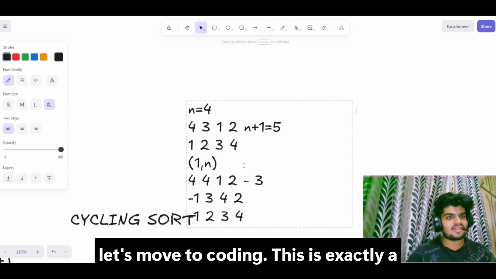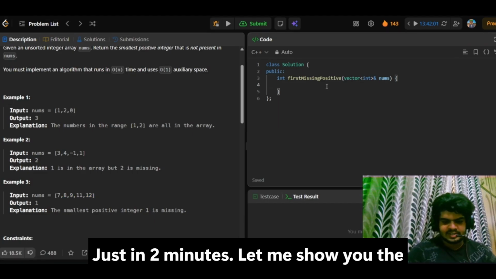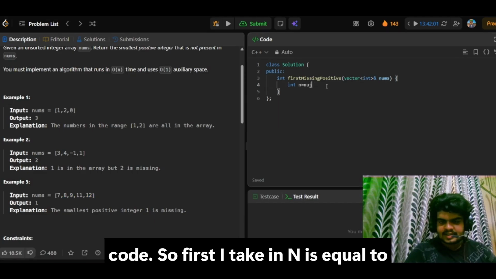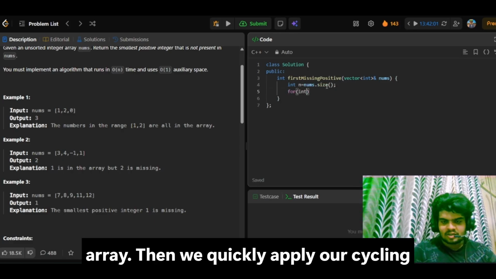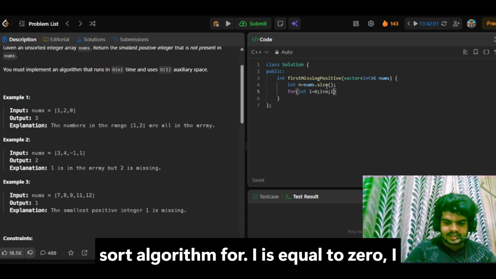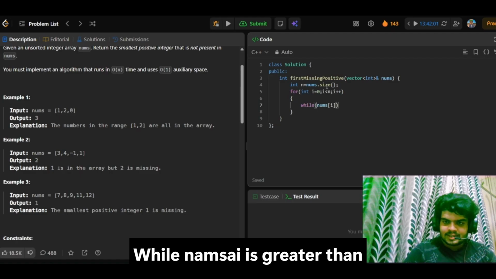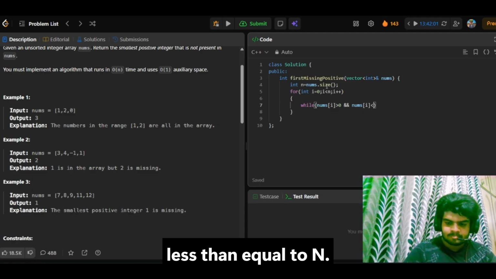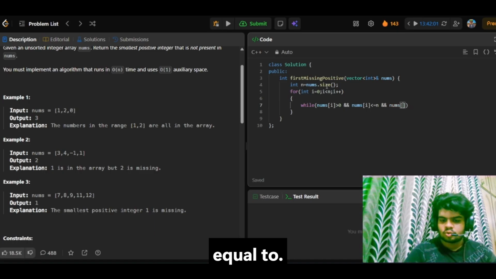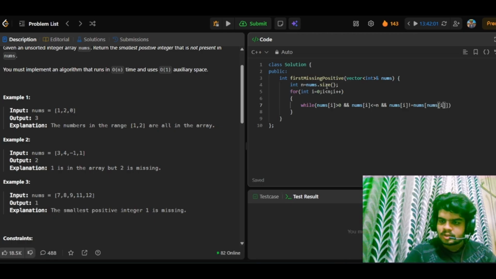This is exactly 6 to 7 lines of code, very short code, just in 2 minutes. Let me show you the code. First I take n equal to nums.size, the size of our array. Then we quickly apply our cyclic sort algorithm: for int i equal to 0, i less than n, i plus plus, while nums[i] is greater than 0 and nums[i] is less than or equal to n, and nums[i] is not equal to nums[nums[i] - 1].